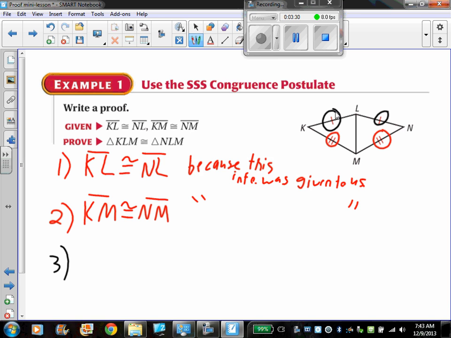Because here's our last side, we have LM, and I'm claiming that LM is the same length in both triangles. And it makes sense that it's the same length, doesn't it? Because it's just the distance from L to M, and it's the same line segment between both triangles. Now the way you're going to write this one is LM is congruent to, technically, LM again.